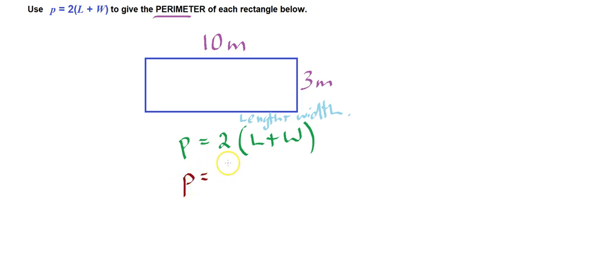We don't know the perimeter yet. This 2 is a constant. We leave that there. The length is 10 centimeters plus the width, which is 3 meters. I think I said centimeters. 10 meters plus 3 meters.